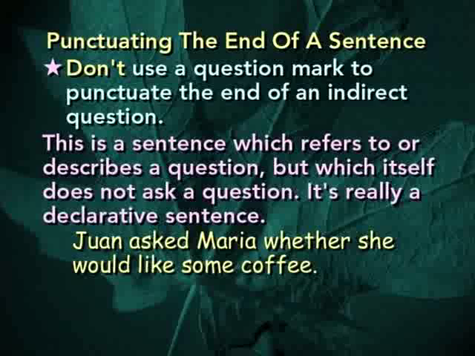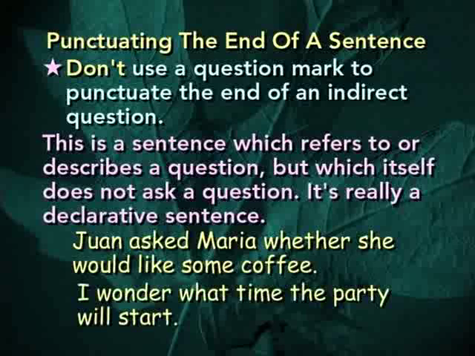Juan asked Maria whether she would like some coffee. Now, this sentence refers to or describes a question. Juan is asking Maria a question. Would you like some coffee? But notice that the sentence itself doesn't ask the question. Instead, the sentence is really describing the question or making a statement. It is stating a fact that Juan has asked Maria a question. Therefore, the sentence itself is not an interrogative sentence. It isn't asking a question. So it doesn't end with a question mark. Instead, it ends with a period. This is an example of what we call an indirect question.